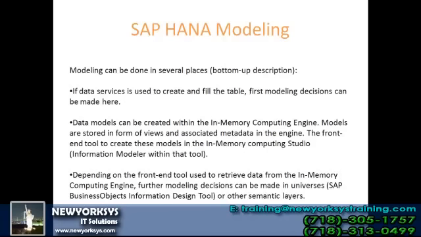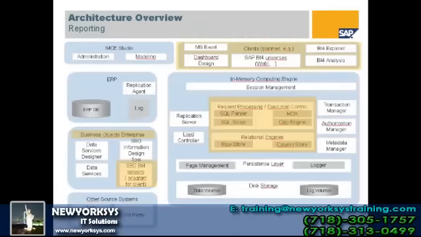Let's see if I missed anything. Yep, that is all it is. So the Information Design Tool is new to SAP Business Objects 4.0. Earlier it was called the Universe Design Tool. Now it's called the Information Design Tool. So remember that. You're going to use the Information Design Tool for anything to do with SAP HANA. You're only going to be using the Information Design Tool.